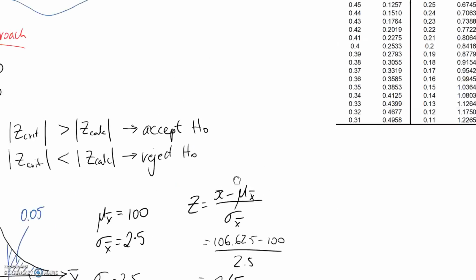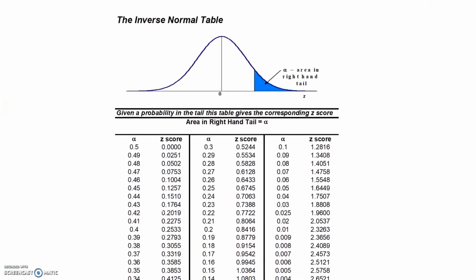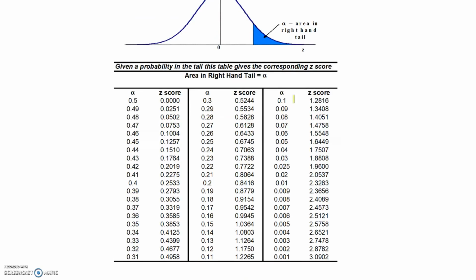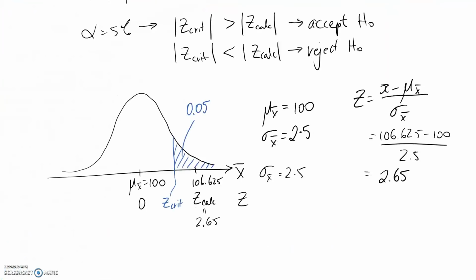So let's go and have a look at that. I've got that here. So we've got, in this section here, 0.05. If we look down, this is 0.05. We can see that it's equivalent to a z-score of 1.6449.